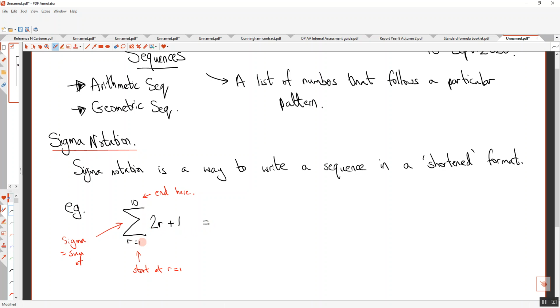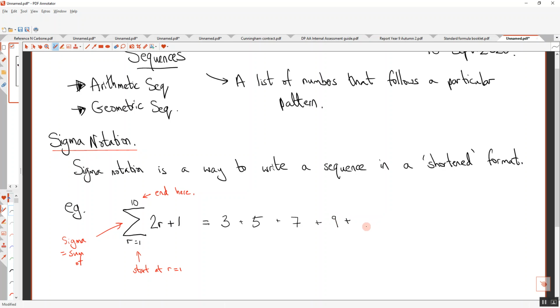All right, so if I was to expand this sequence, all we have to do is we start off at r is equal to 1, and we substitute it into our formula. So if I take r is equal to 1 and substitute it into this, what's the first number I get out? 3. Okay, what is the next number I get out? 5. Because I put in r is equal to 2. Yep, 2 2s are 4, add 1 is 5. What is the next one? 7. What's the next one? 9.